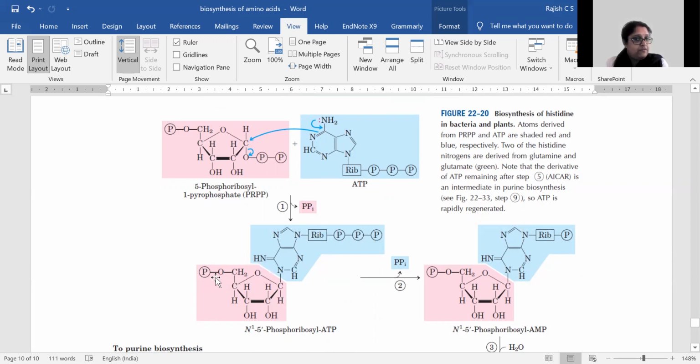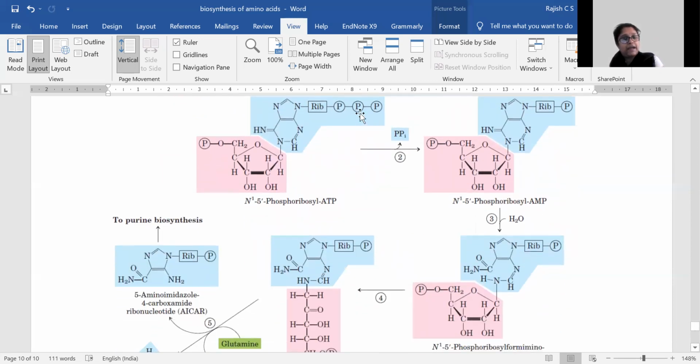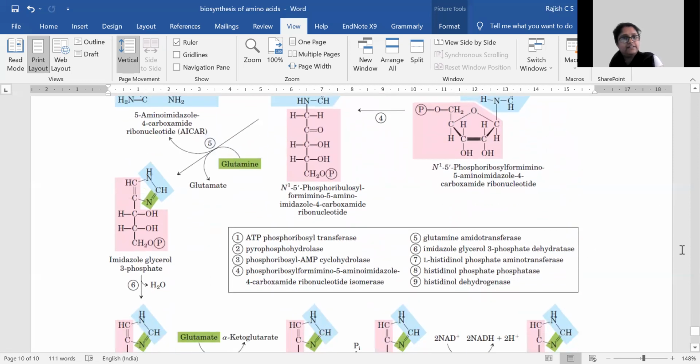And here there will be a phosphoribosyl, the ribose 1, 2, 3, 4, and 5. The 5-carbon ribose structure with the phosphate at the 5th position will get attached to the nitrogen of adenine in ATP. And once that is happening, then for the next step, the pyrophosphate from the ATP part will get removed. So that is a hydrolysis. So that will be done by pyrophosphohydrolase.